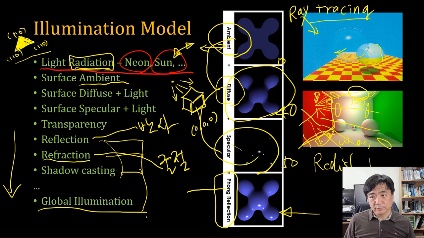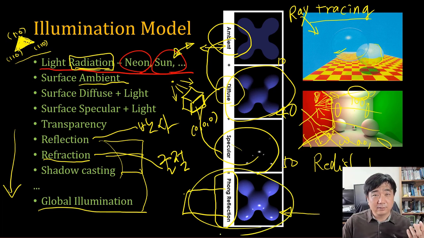Okay, but in our WebGL course, we will go to here, the Phong reflection model, which is how to get the maximum rendering quality with Phong shading. We will learn the theoretical background of ray tracing and global illumination, but we will not practice them with WebGL. Sometimes it is not possible to practice.